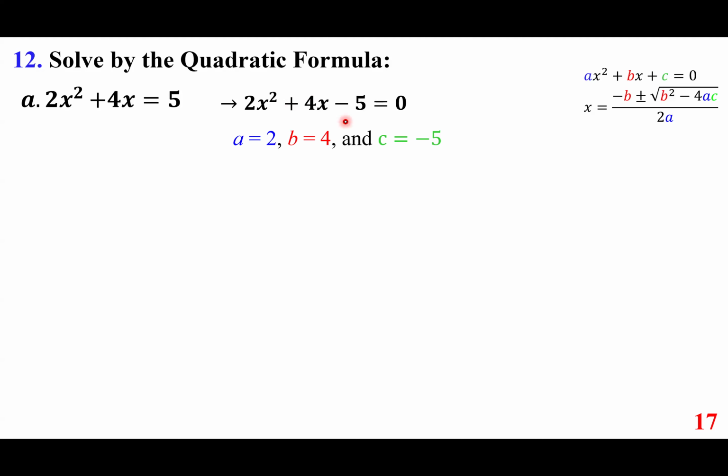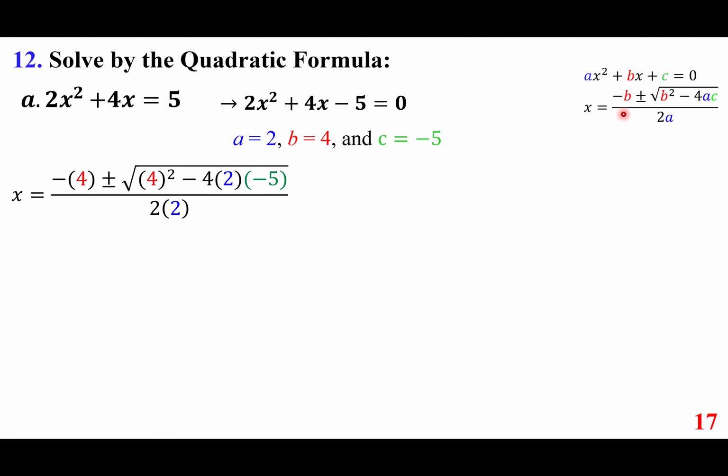Again, reminding you, you have the practice test, you have the key, and now we are going over the solution with details. We put it into the formula. Minus b, minus 4, plus minus the square root of b squared, 4 squared, minus 4ac, 4 times 2 times -5. And this is -4, this is 4. What is this? 16. Negative times negative is positive. 4 times 5 times 2. 16 and 40 add up to 56.